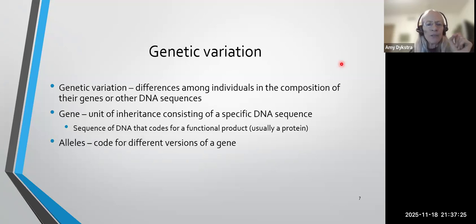Then alleles can be different versions of a gene. So a gene could be the code for a particular protein that determines the color of hair. Alleles could be different versions of that gene that control different colors of hair. So blonde, brown, black, whatever. So the gene is simply the hair color, and then the alleles are the actual different versions of that hair color.